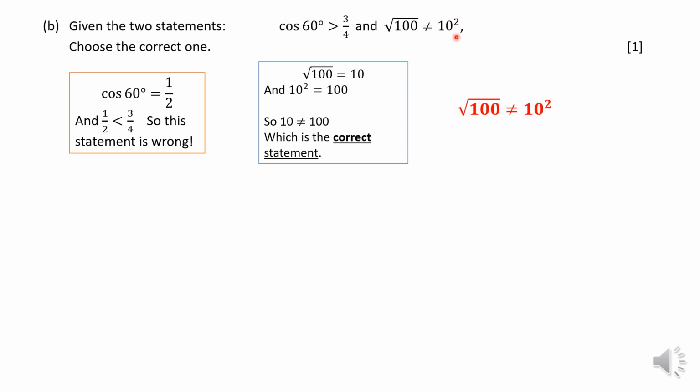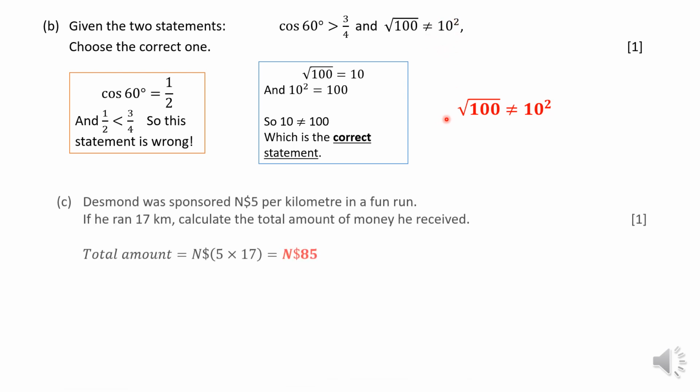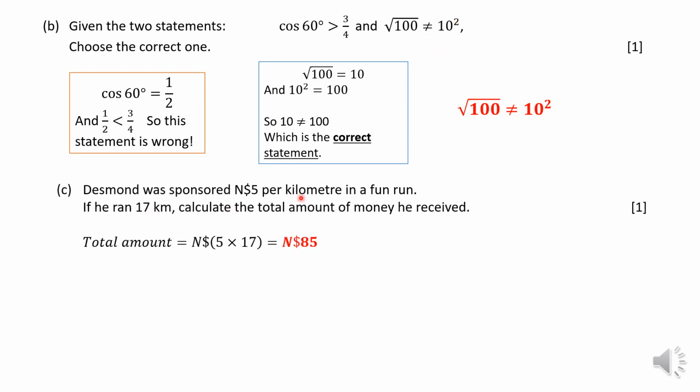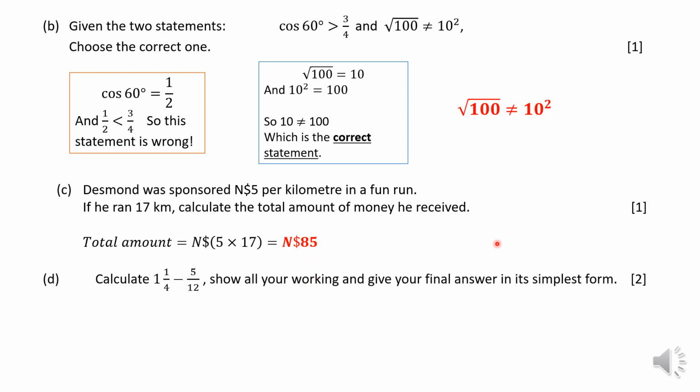Okay, not equal to 10 squared. Right, Desmond was sponsored $5 per kilometer in a fun run. I can't really say whether a run is fun, but that is what it is. So he's paid $5 per kilometer. He ran 17. So to find out how much he receives, you simply multiply, and he was paid 85 Namibian dollars.